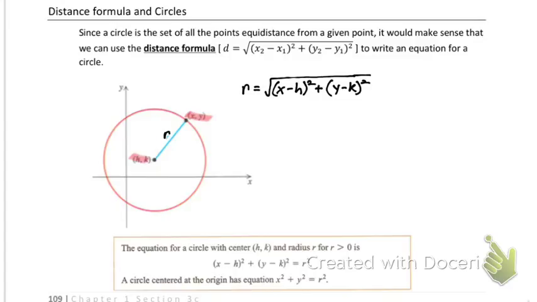Now, that's one way to write the formula for a circle. The other way, and the more standard way, is to write r squared equals x minus h squared plus y minus k squared. This is the standard form for a circle.